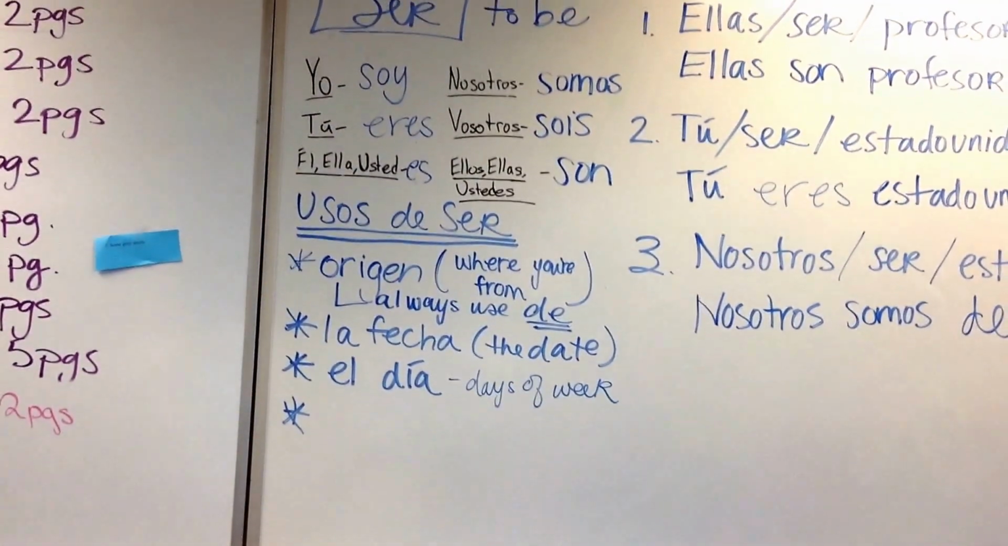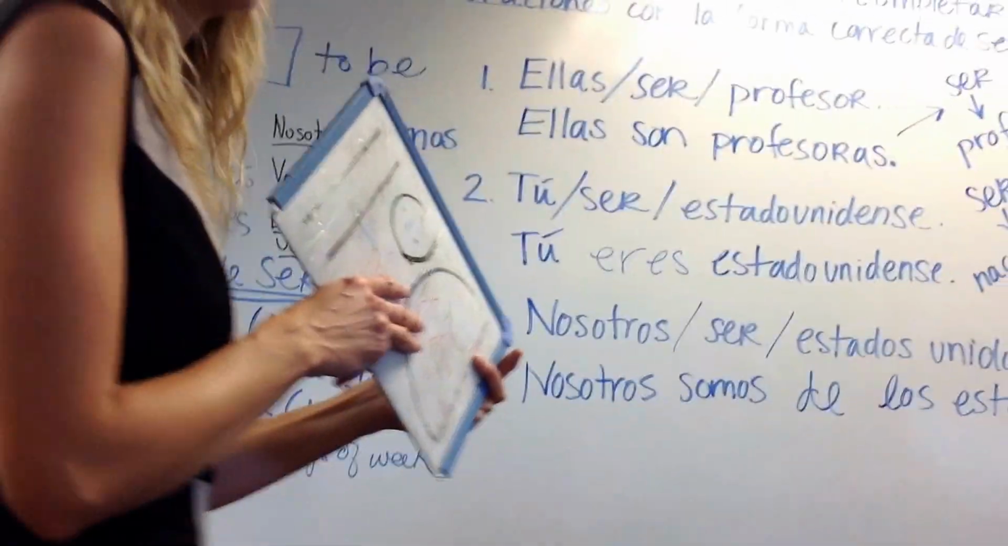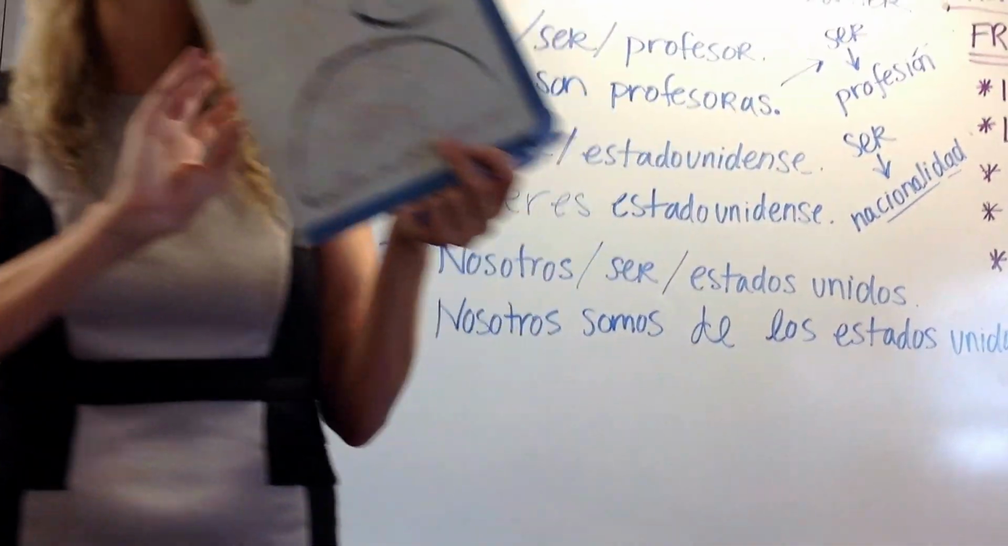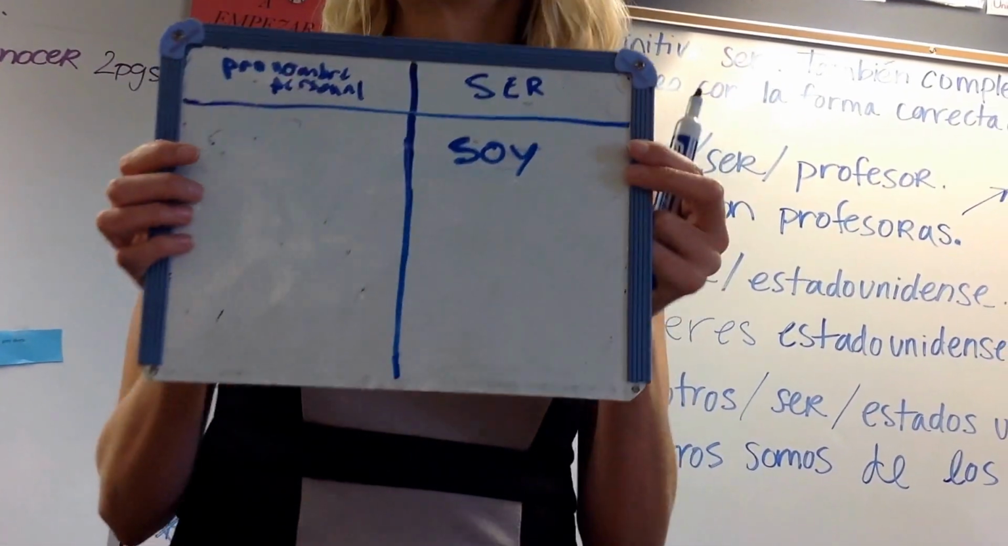Is it a personal pronoun or is it a form of the verb ser? Ask yourself, is it a personal pronoun or is it a form of the verb ser? I am. Nice. Got it. Muy bien. Así. Perfecto. We have, repite: soy.